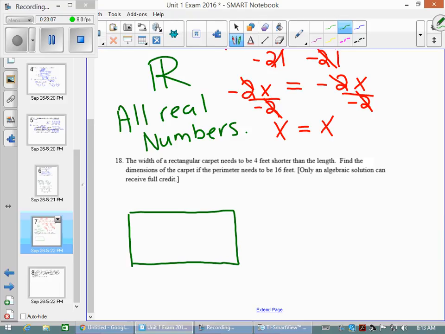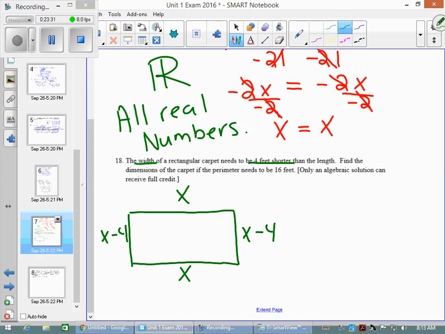So if we let our length be x, our width then needs to be 4 feet shorter. So I'm going to do x minus 4. Now, since this is a rectangle, we know that opposite sides are congruent. So all of these sides are the same as what's across from it. Now, the next piece of information, they're telling us that our perimeter needs to be 16.